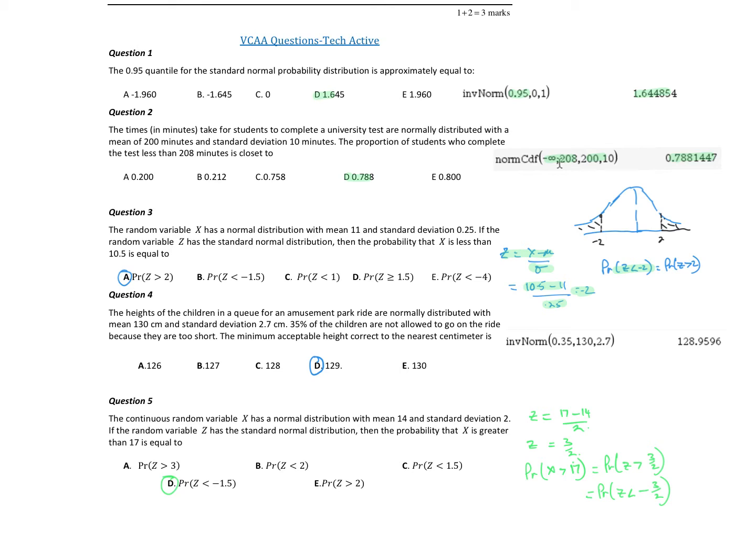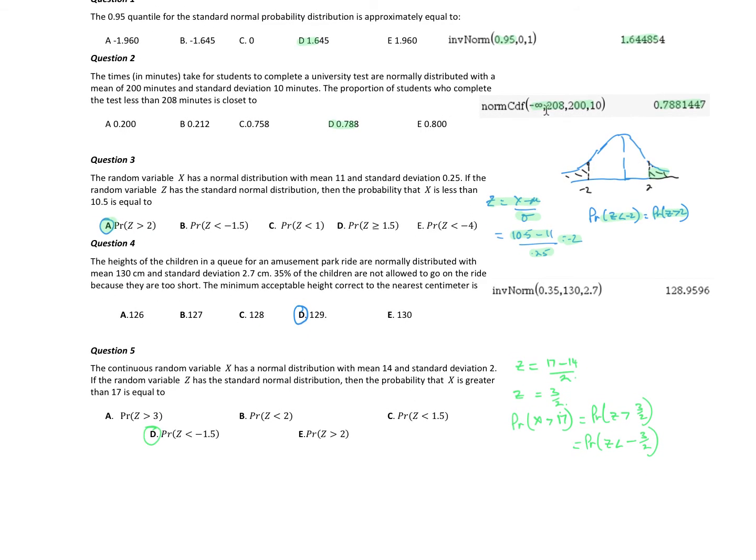It's not there. But from symmetry, we know that the probability that Z is less than -2 is the same as the probability that Z is greater than 2, and that is there. Okay, so you've just got to shop for the right form of the answer.